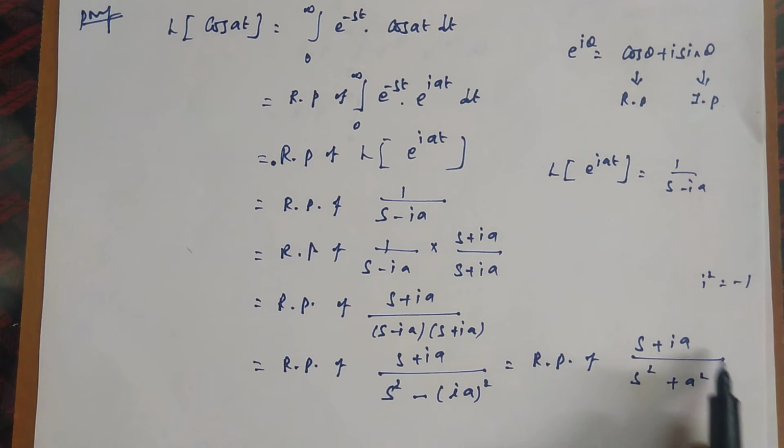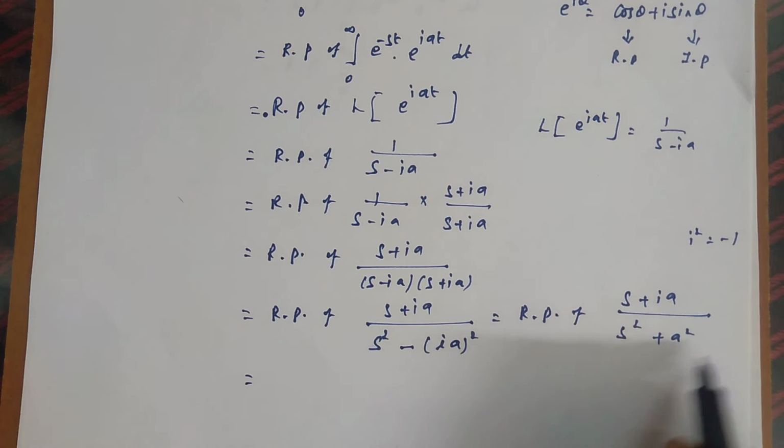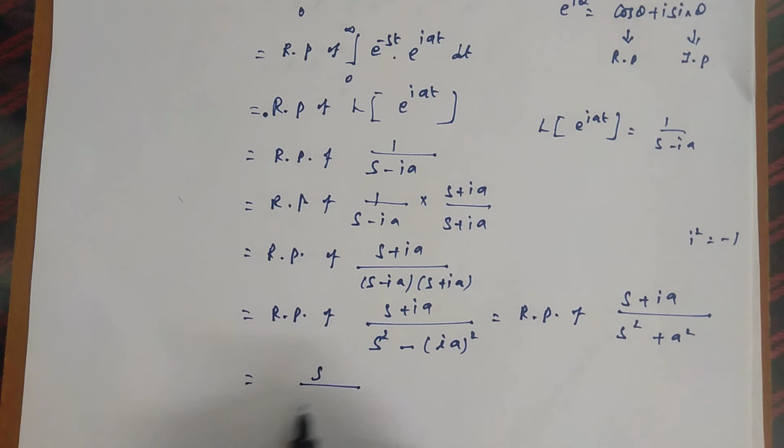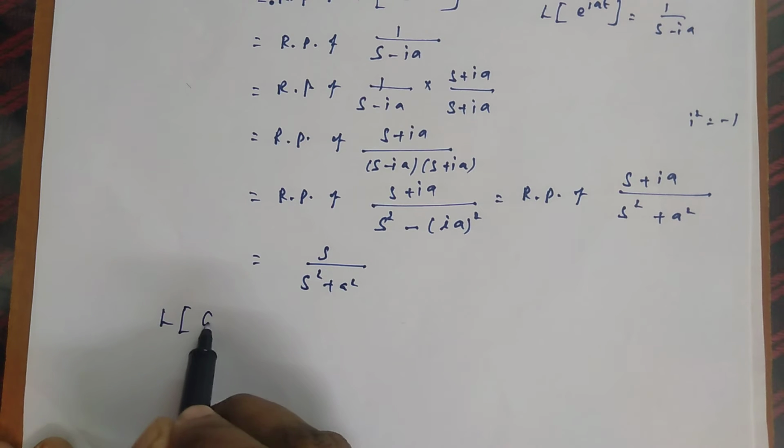Now we have to take the real part only of this, because we have written the real part of this term. So what is the real part here? Without the imaginary part, that is the real part. So the answer is s by s square plus a square. What is our left hand side? Left hand side is L of cos at.